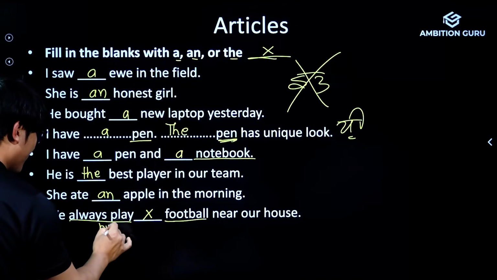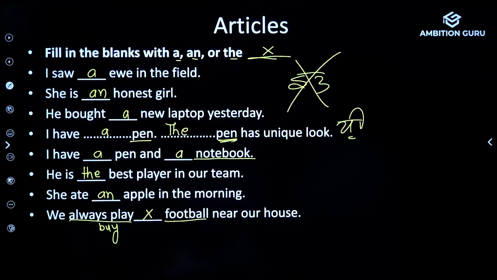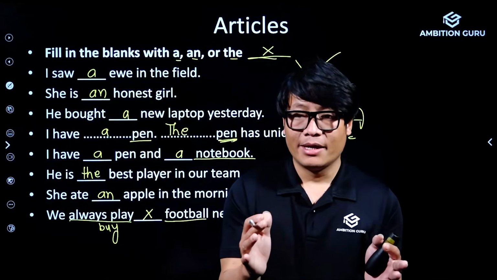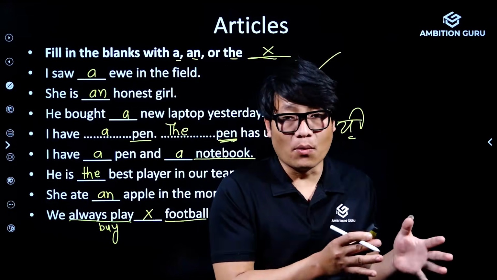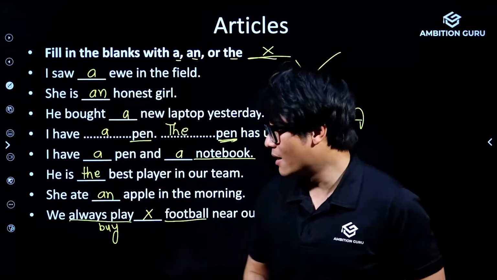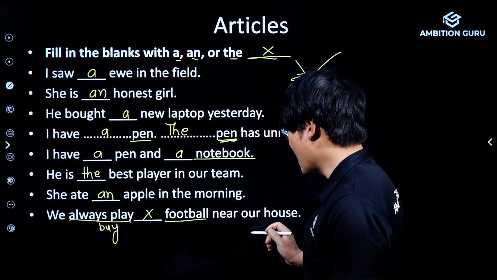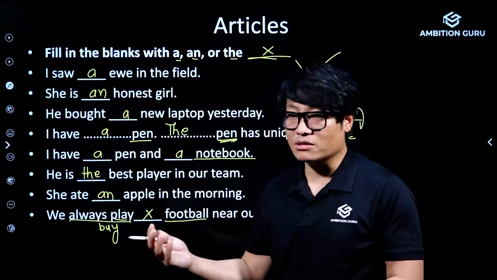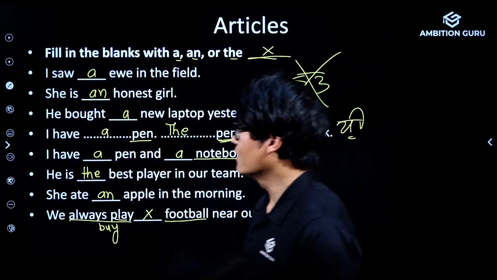We buy football near our house. What happens? When it talks about the ball, it takes an article, but when it talks about sports, it doesn't take an article. Like, we buy a football near our house, but we always play football. Play talks about the sport. So here is no article.